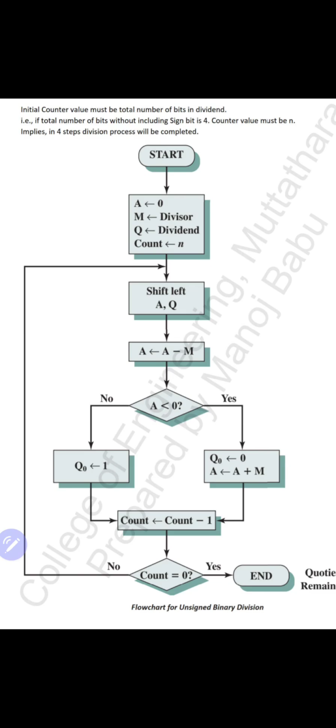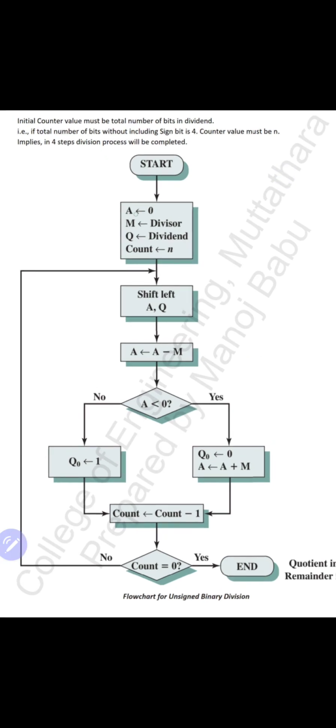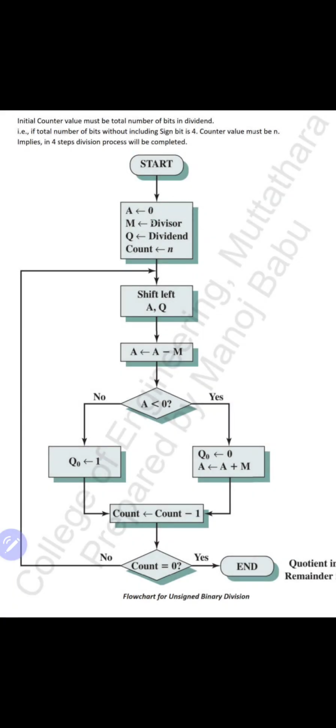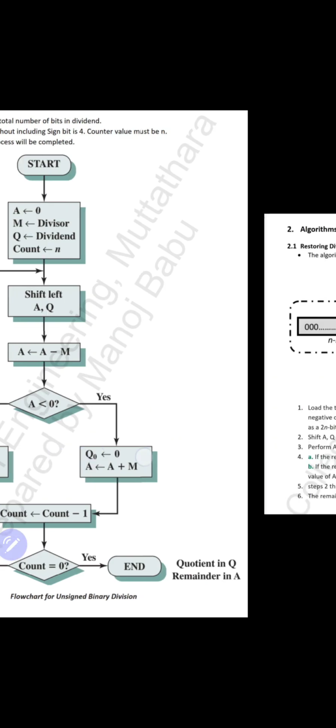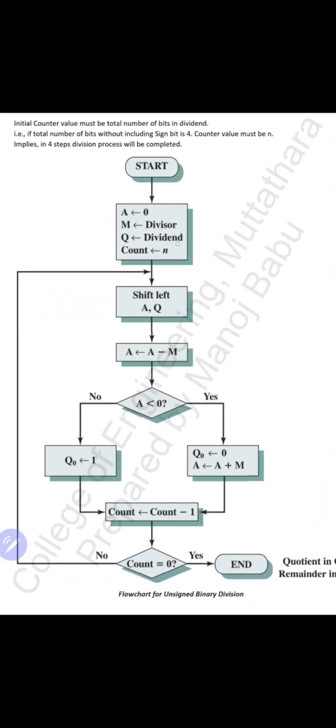We have already discussed this earlier in the multiplication case; it is the same. Now in this flow chart, first start the process, then initially the A register will be 0. The M register will have the divisor and the Q register will have the dividend, and A is saved as 0. Then the count is given to the count register.